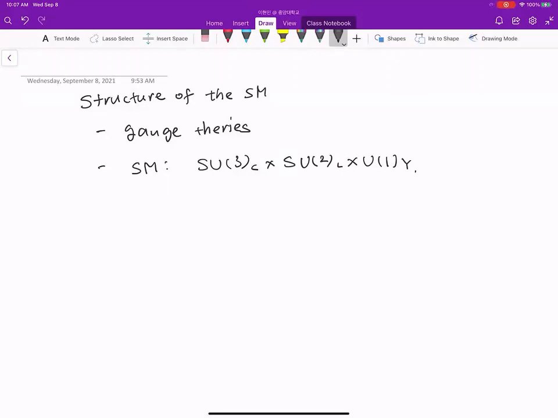So for this lecture, basic knowledge of group theory will be helpful. Although there are serious textbooks on group theory, if you have any questions, if you want to know anything, you can look up the textbooks on group theory.